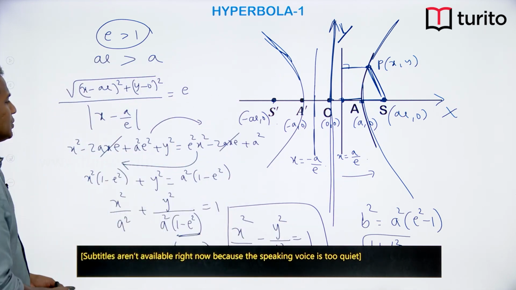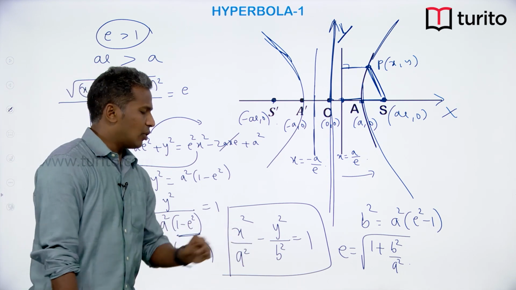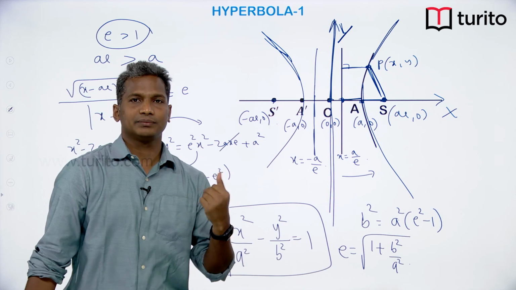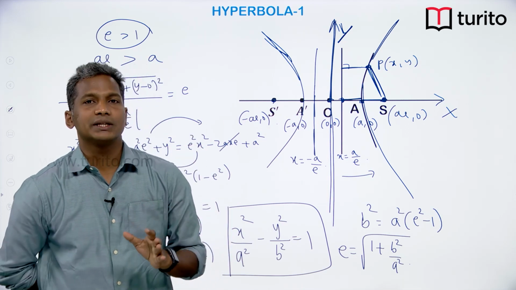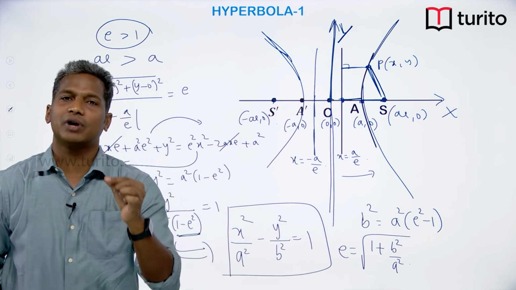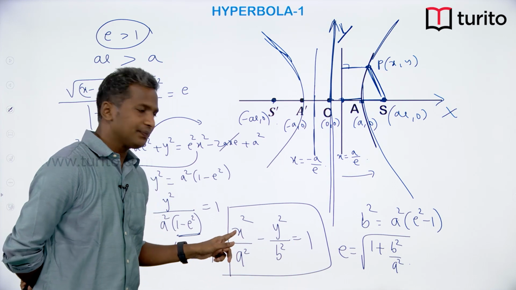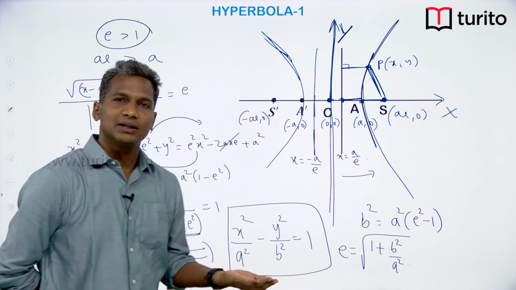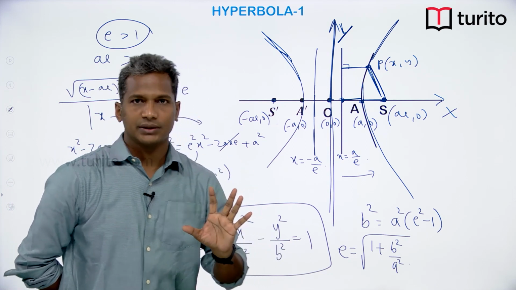Next, now that we have got the equation, we can find the other points that are required. For example, let us say you are interested in the points where the curve cuts the y axis. That means you have to put x equal to 0. If you put x equal to 0, you will get y square equal to minus b square, that does not have any solutions. So, the curve does not cut the y axis.